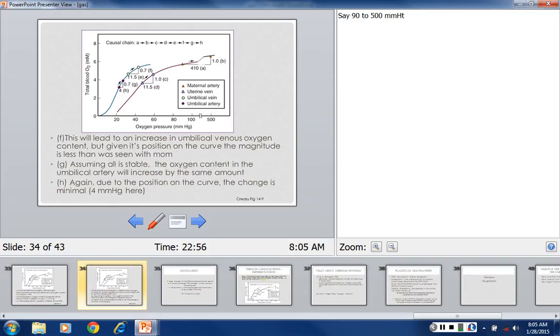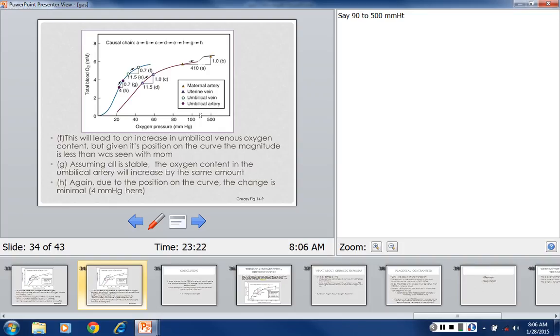So moving along, this will lead to an increase in umbilical venous oxygen content, but given where we are in this curve over here, it gives a magnitude much less than the mom. So whereas we see a change in the mom of about 1, we only see about a 0.7 in the fetus.